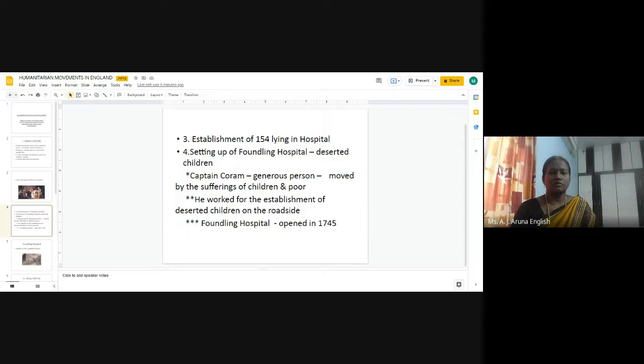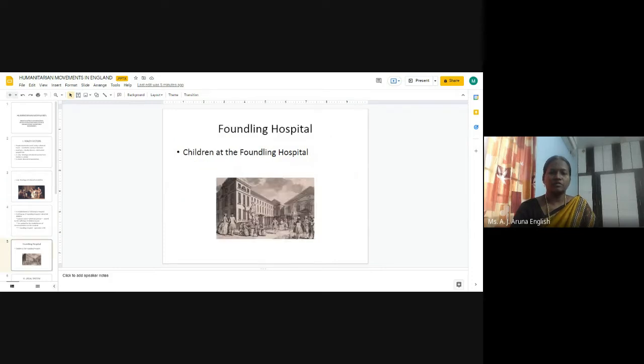Captain Coram was a generous person who worked for the poor, and he was moved by the sufferings of children and the poor. He worked for the care of deserted children on the roadside. He established the Foundling Hospital, which was opened in 1745. This is a picture of the Foundling Hospital, where children were playing.